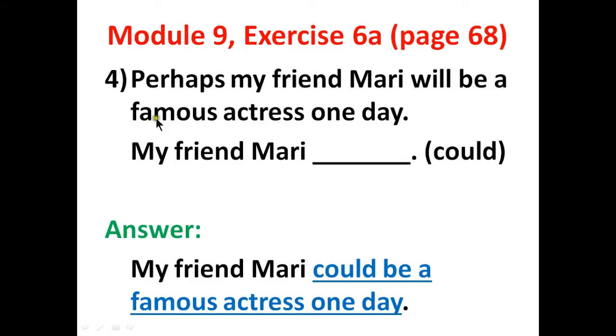And number 4, perhaps my friend Mary will be a famous actress one day. Now write the answer. My friend Mary could be a famous actress one day. You will use this could in a sentence to make a good expression. So when you are using perhaps in a future prediction, it means there can be something, there cannot be something. And that's why it is written could here. My friend Mary could be a famous actress one day.